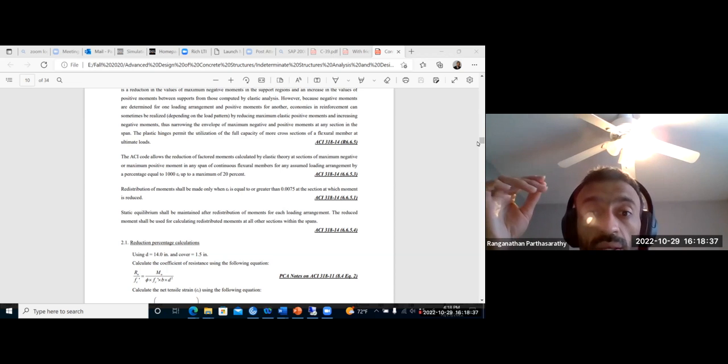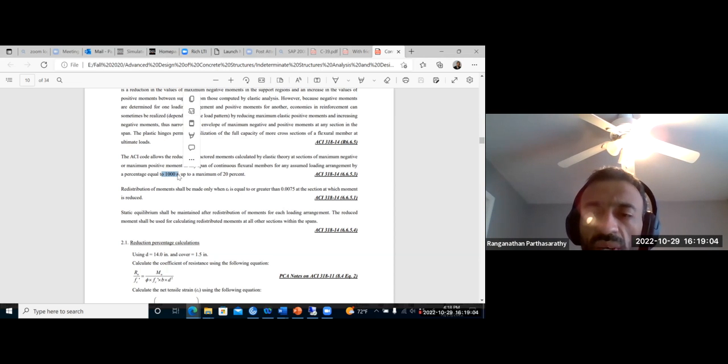wherever your strain in the tension steel is greater than or equal to 0.0075, then you can do moment redistribution there. That is, you can reduce the moment by a percentage equal to either 1000 times epsilon t, that is the strain in the farthest layer of steel, or 20%, whichever is smaller. So you can use that to reduce the moments, so that your design becomes more economical.